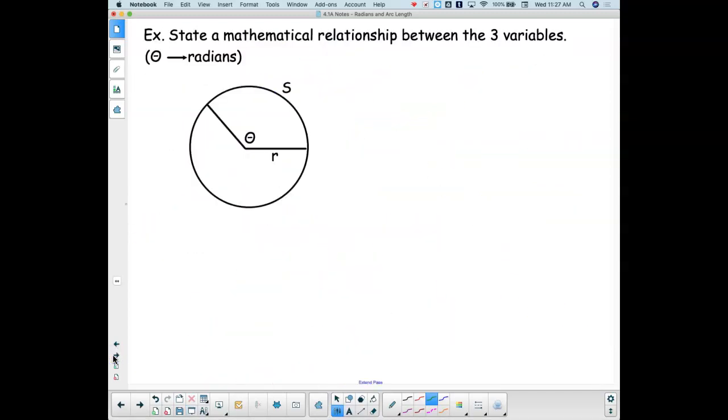So we're here. It says state a mathematical relationship between the 3 variables. So you want a mathematical relationship. You're going to have an equal sign in here. You're going to have just S, R, and theta in here. Who knows what's going to happen, but you want a relationship there.